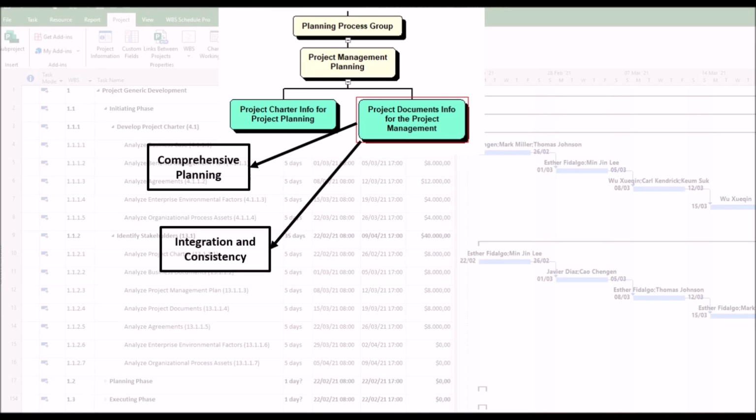2. Facilitates integration and consistency. The project management plan harmonizes conflicting priorities, such as cost versus quality or schedule versus risk. It ensures that all subsidiary plans, such as the scope management plan, schedule baseline, or risk register, work together rather than in silos.